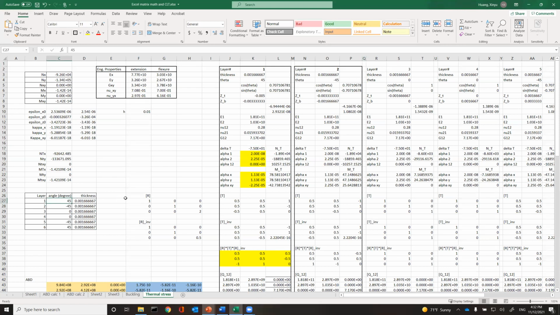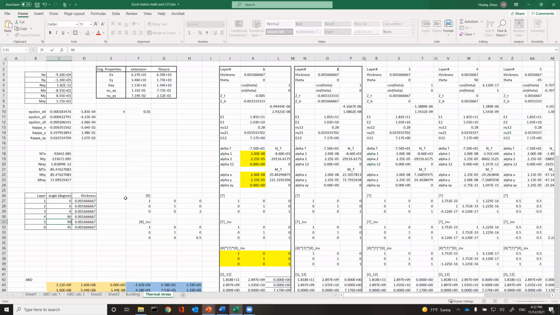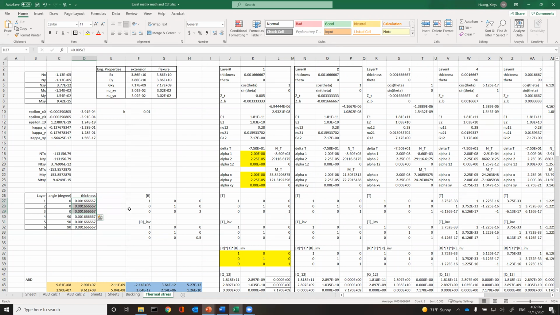So I'm going to have 3 zeros and 3 90s to match the problem layup. My thickness is not 1 millimeter, it's 1.6 millimeter. So if you add these 3 together, it's 5. That matches the thickness of that problem. These 3 add up to 5 as well. So that's my layup. In my layup, I automatically get it copied over here. I have 0, 0, 0, and 90, 90, and another 90. Okay.